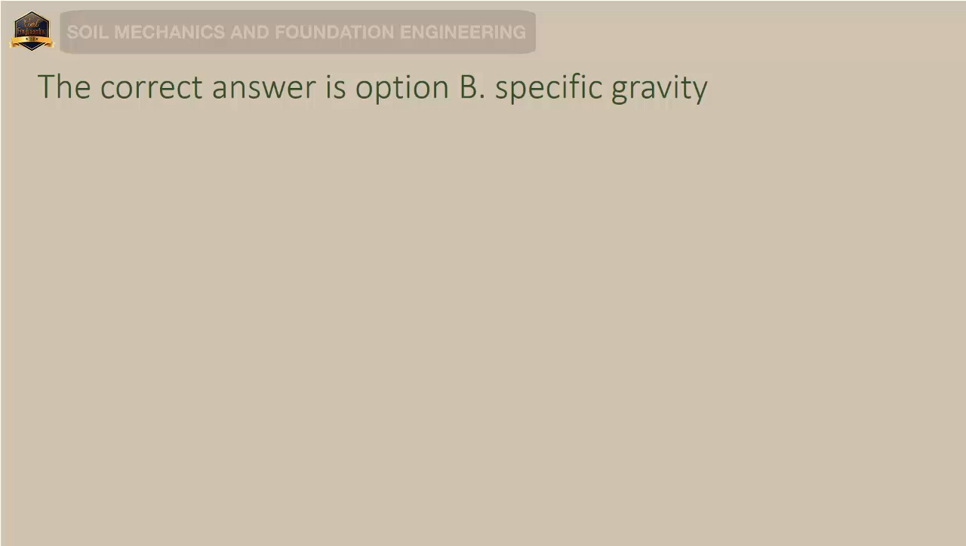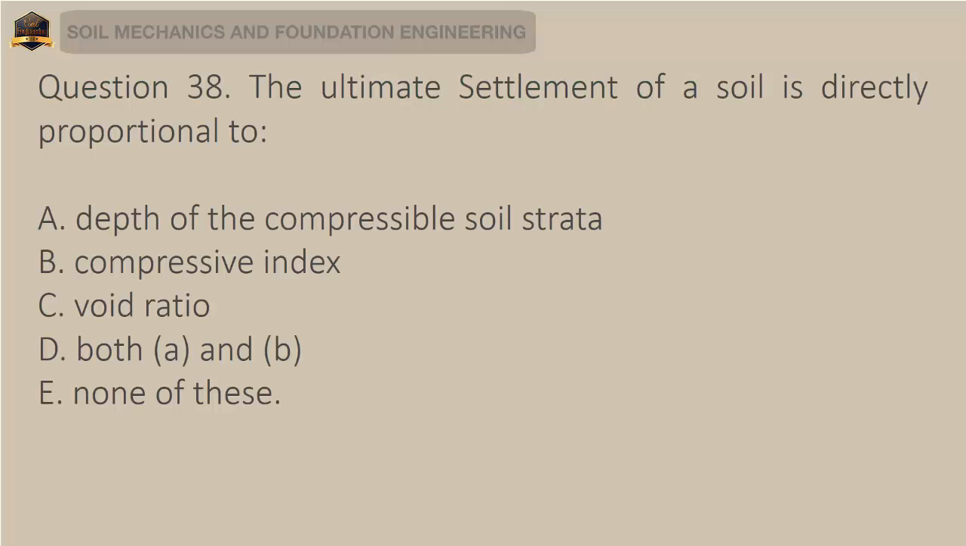Question 38. The ultimate settlement of a soil is directly proportional to: A. Depth of the compressible soil strata. B. Compressive index. C. Void ratio. D. Both A and B. E. None of these.